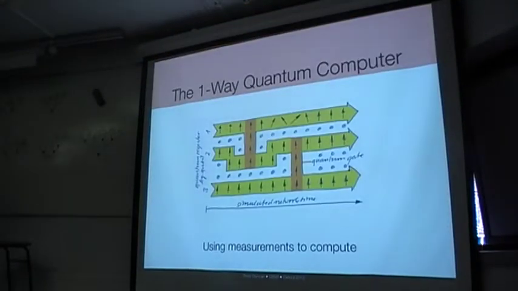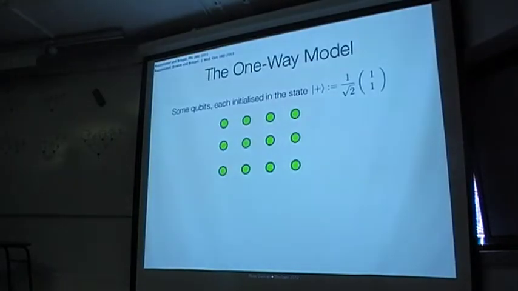Now, I'm a little bit embarrassed, first of all, because I flagrantly stole this picture from Robert Raussendorf. And secondly, to try and explain the one-way model to a room full of people who know it much better than I do. But for the benefit of those of you who don't know it, here's how it works.